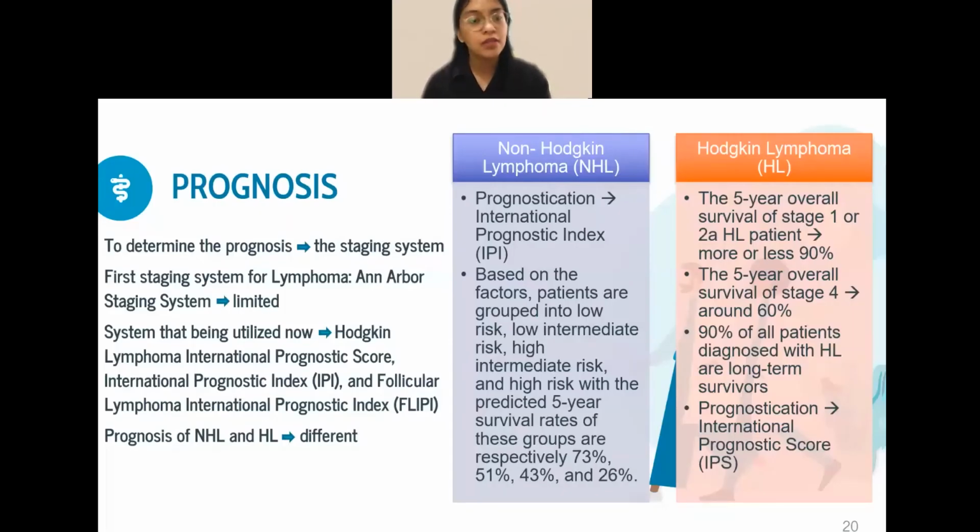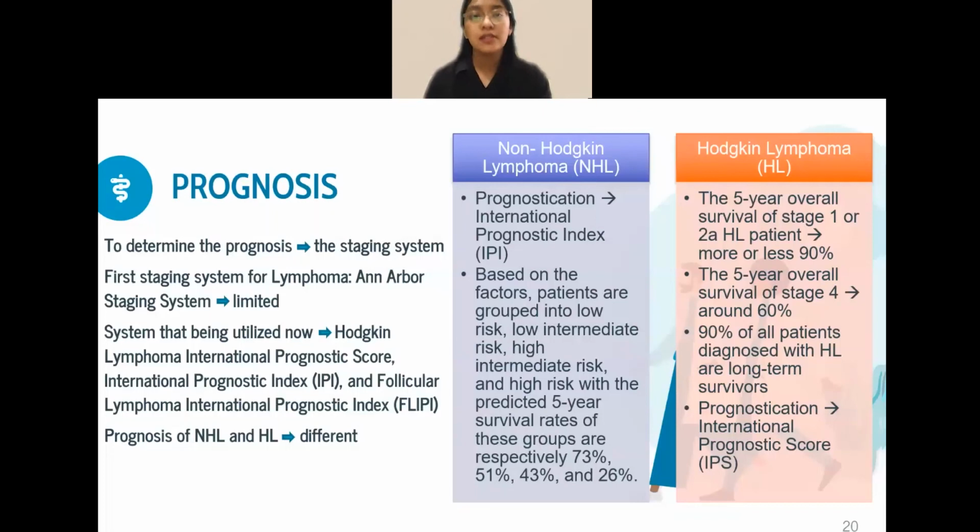To determine the prognosis, we have the staging system. The first staging system for lymphoma is the Ann Arbor staging system, but now it is limited. That's why there are new models and systems being used, such as the Hodgkin Lymphoma International Prognostic Score, the International Prognostic Index or IPI, and the Follicular Lymphoma International Prognostic Index or FLIPI.